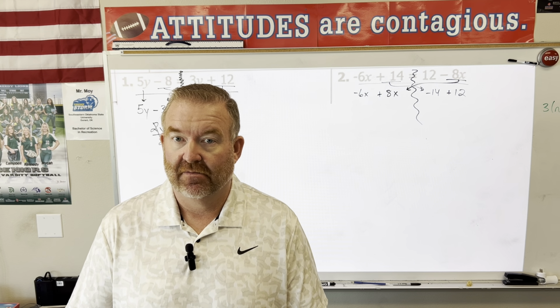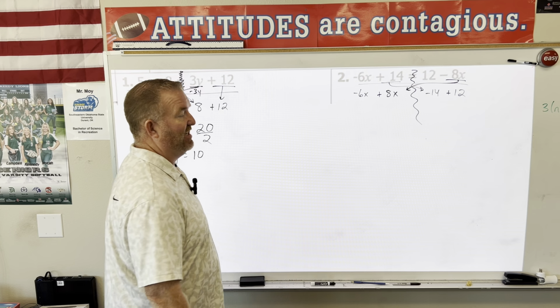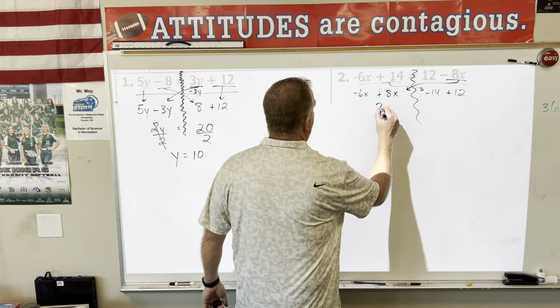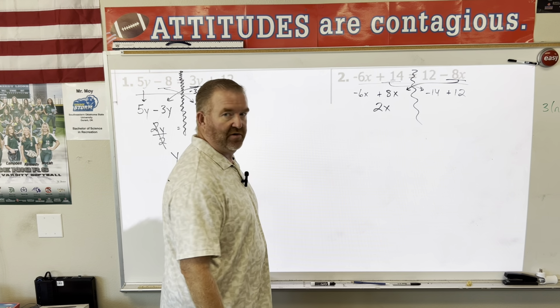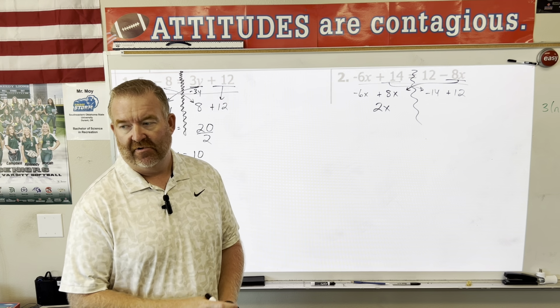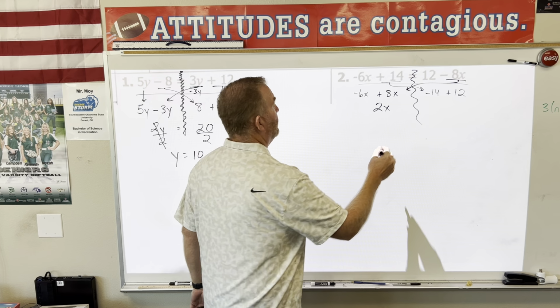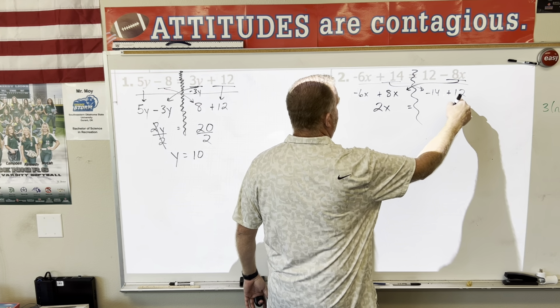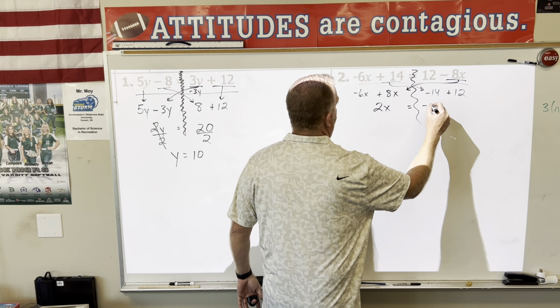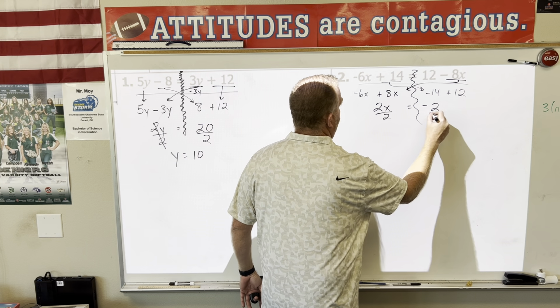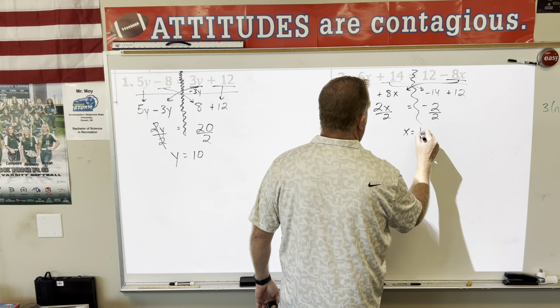-6 plus 8. Okay, what's -6 plus 8, guys? 2x. There's the x. Okay, what are those called again? Like terms. Thank you. Oh, there we go. So 2x equals, what's -14 plus 12? -2, and then we divide by 2, x equals -1.